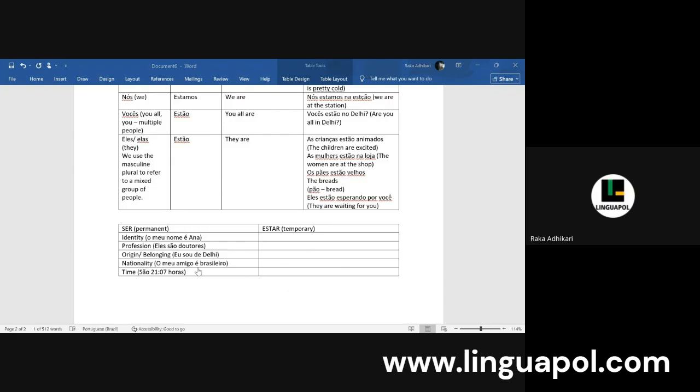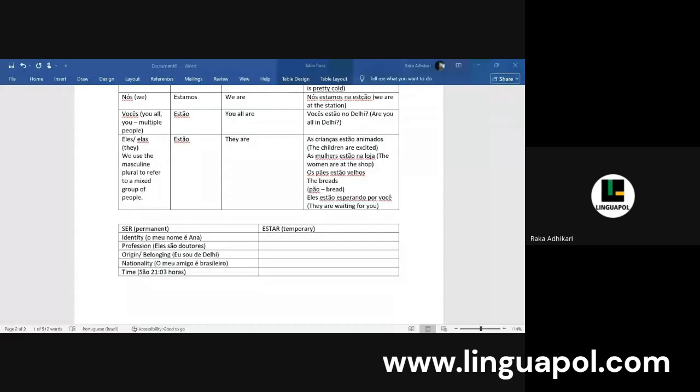Now, time is something that keeps changing, but still we are using the ser verb. Because right now, it is 21:07. And right now, the time cannot change. So it shows a concept that whatever the time is right now, that is a fact. That will not change in the next moment. I mean, it will change in the next moment, not in this moment. So that's why we always use the ser verb with time.